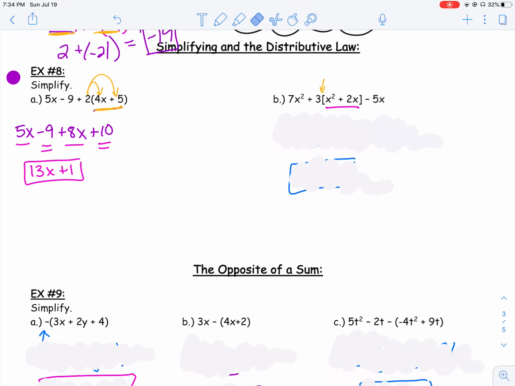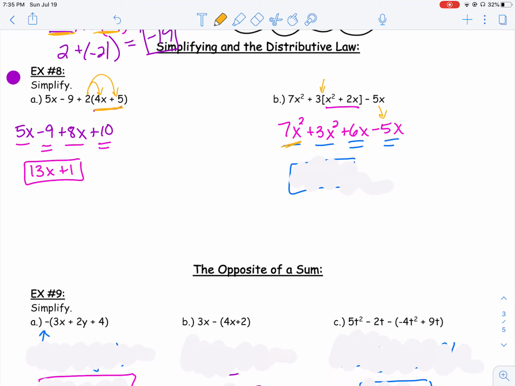I still have a 7x squared, but I want to distribute the 3 to the x squared. That gives me a 3x squared. And I want to distribute the 3 times the 2x. That gives me a 6x. Now I'm not going to distribute the 3 to the 5 because the 5x isn't inside the parentheses. So I'm just going to drop that term down just like it is in the back. Now I have 4 separate terms and I want to combine any like terms.